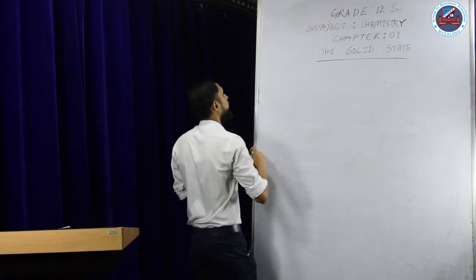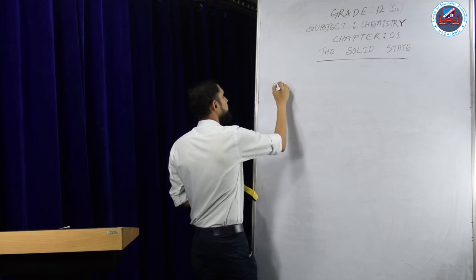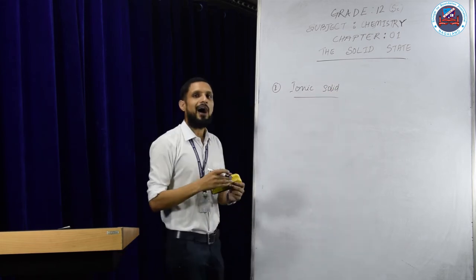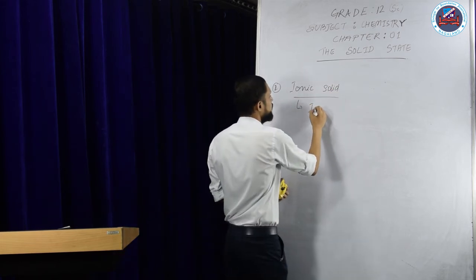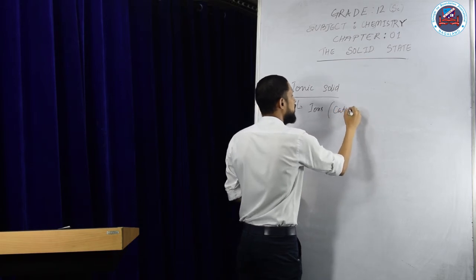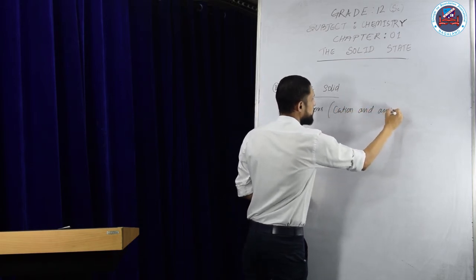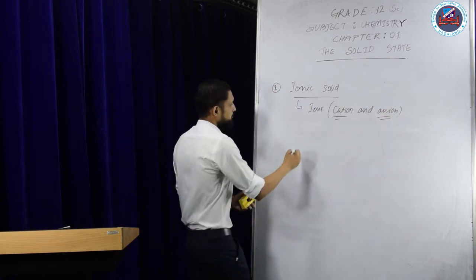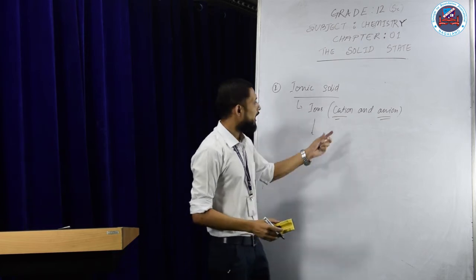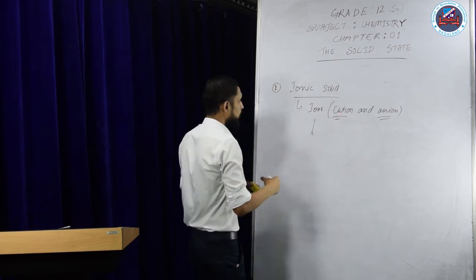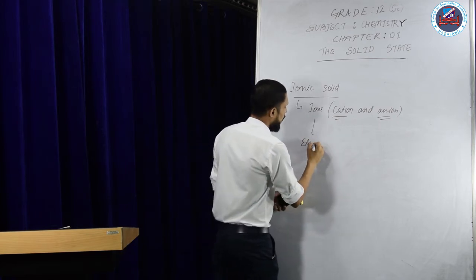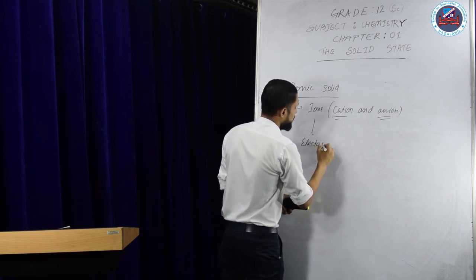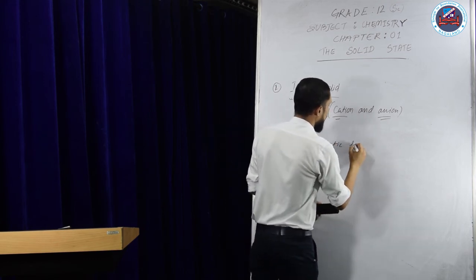The second type of crystalline solid is ionic solid. So from the name you can see ionic means it's made up of ions. And what are the ions? Cation and anion. If it is positively charged, it's cation. If it is negatively charged, it's anion. Now, ionic solids, since they have oppositely charged ions, will have a strong interaction. So the intermolecular force of attraction present in ionic solid is electrostatic force of attraction.